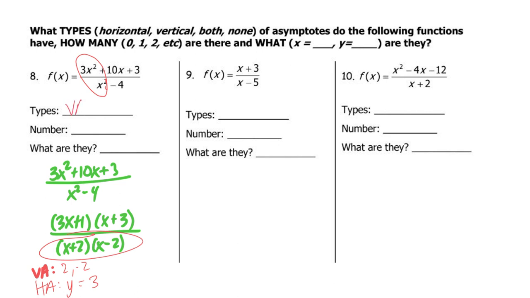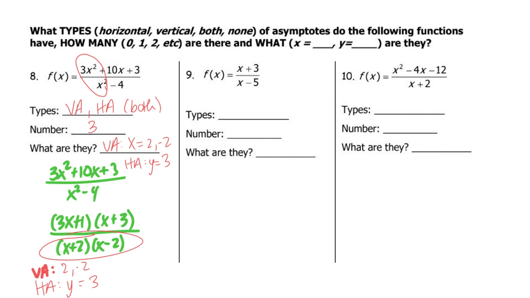So the types, we have a vertical and a horizontal, which is both, because we're not talking about a slant asymptote yet. The number is how many are there. There's 3 total. We have a vertical at x equals 2 and negative 2, and we have a horizontal at y equals 3. So these are just a weird way to ask the first things. They're just saying what are the vertical and horizontal asymptotes.